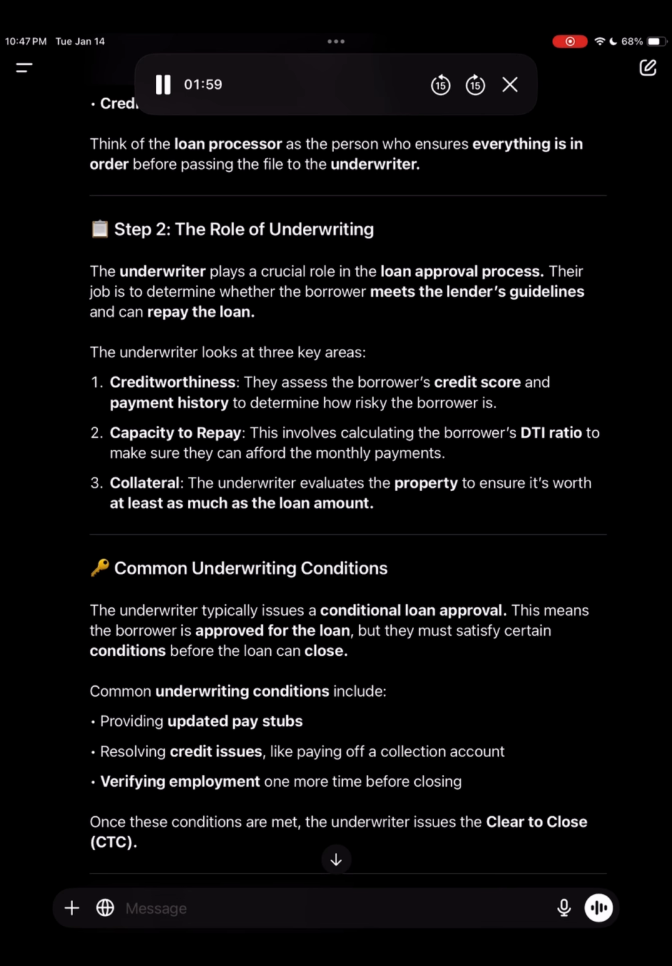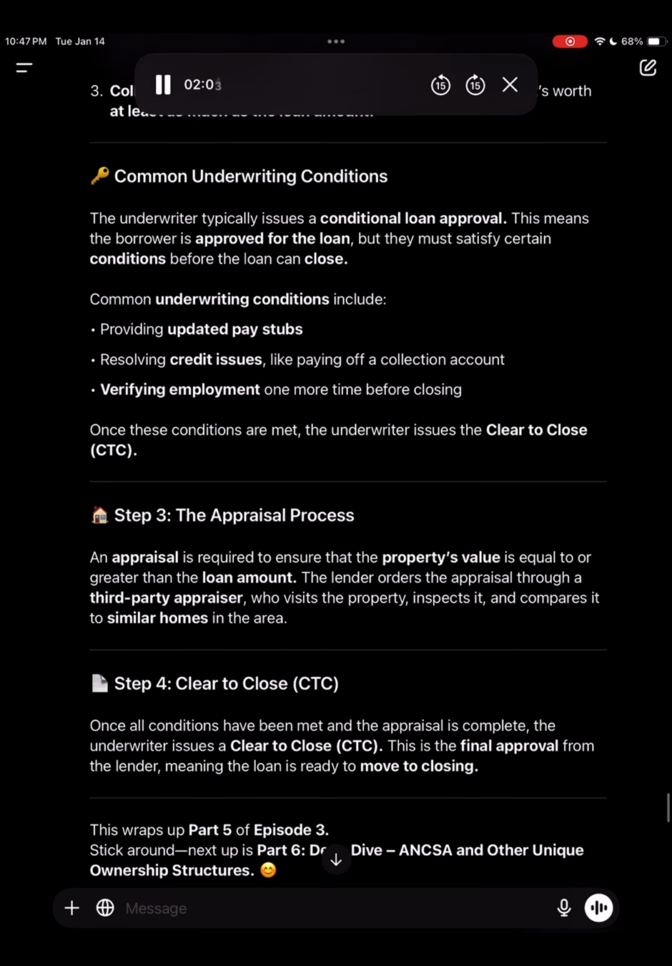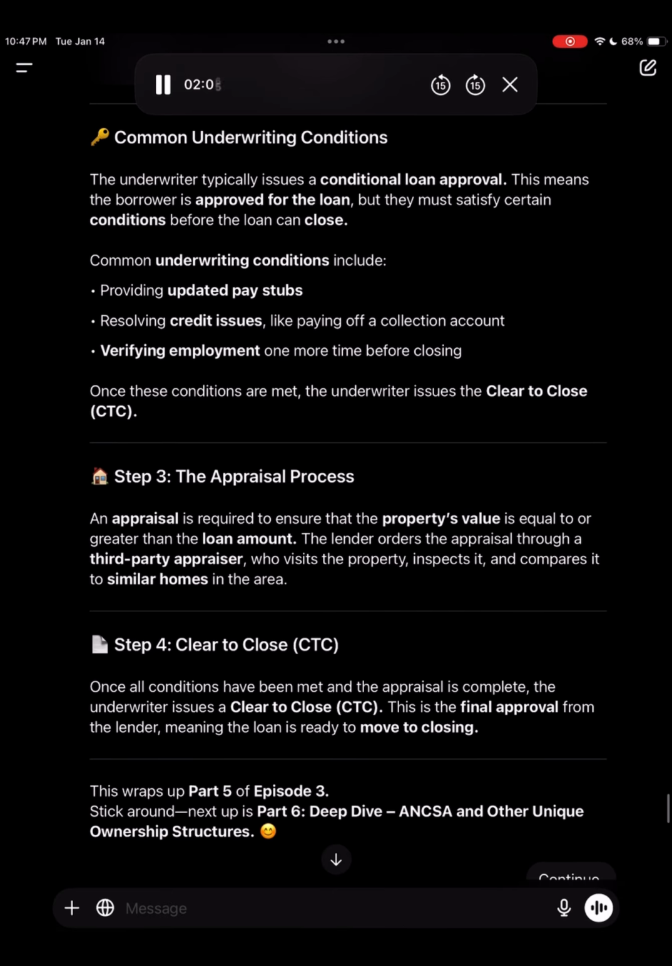Common underwriting conditions. The underwriter typically issues a conditional loan approval. This means the borrower is approved for the loan, but they must satisfy certain conditions before the loan can close. Common underwriting conditions include providing updated pay stubs, resolving credit issues, like paying off a collection account, verifying employment one more time before closing. Once these conditions are met, the underwriter issues the Clear to Close, CTC.